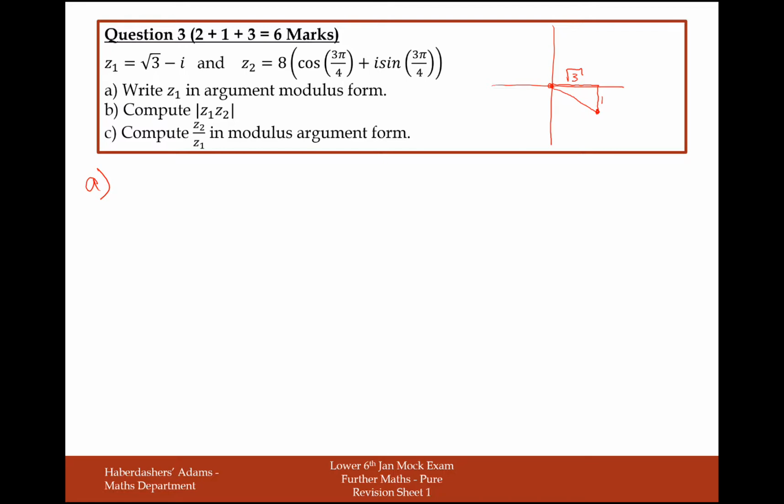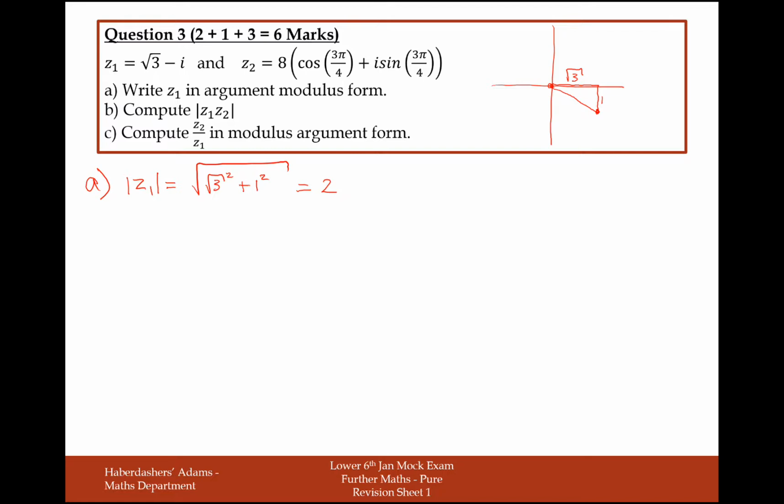It's got a square root of 3 on the top, and it's got a 1 down the side. So the modulus of z1 is going to equal the square root of the square root of 3 squared plus 1 squared. And I'll do this very quickly. Square root of 3 squared is just 3, add on 1 is 4, square root of 4 is 2. So the modulus of z1 is 2.